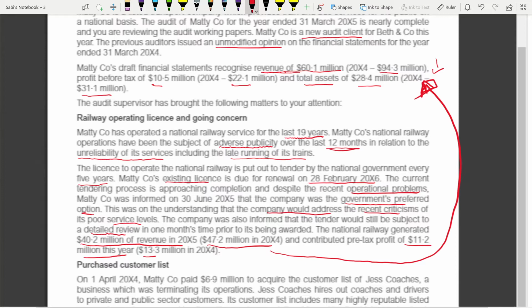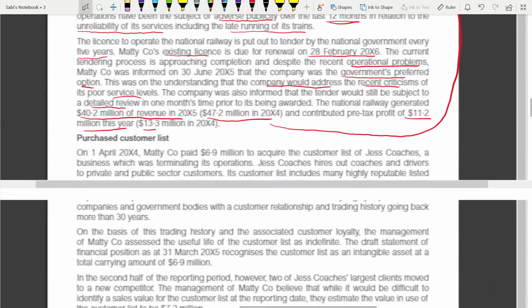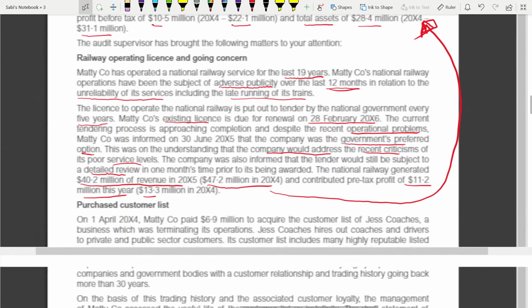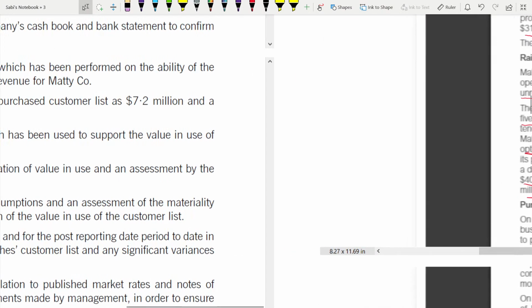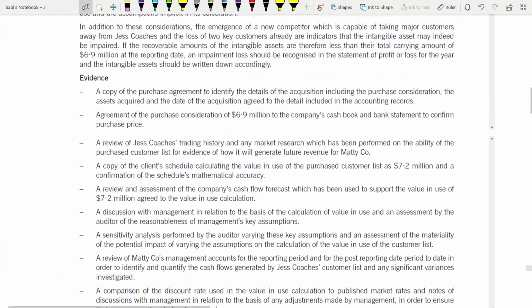Before we go to the purchase customer list, it is my habit that I always solve one issue at a time. I read it, solve it, and then start reading the next issue, rather than reading everything and becoming confused. Because if too much information is there, then you become confused about which one is for what. So the other two issues, the purchase customer list and the chairman's statement, I'm not going to read now. I'm going to first work on this one, railway operating license and going concern. Before that, let us first go to the marking scheme to see the points.